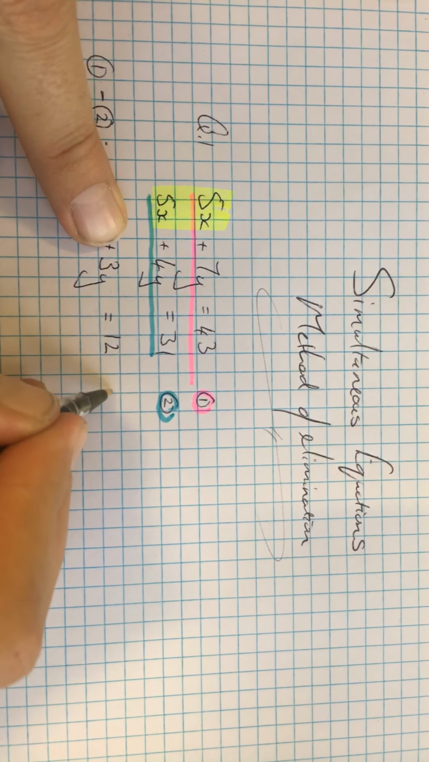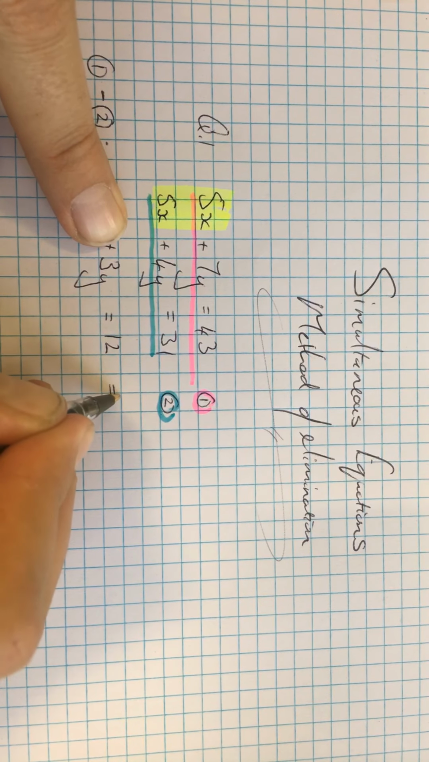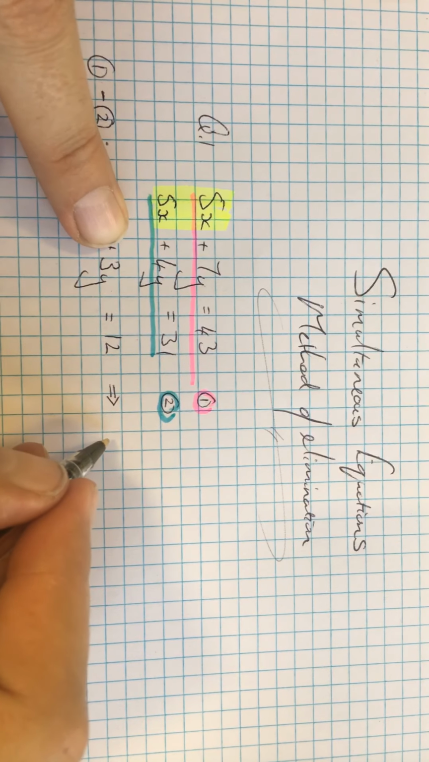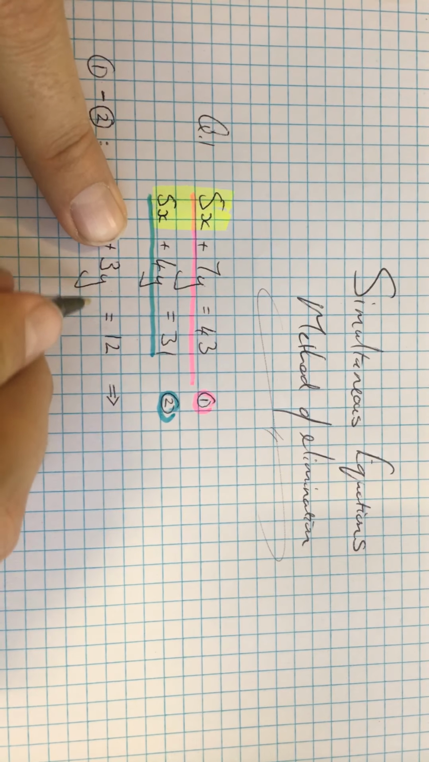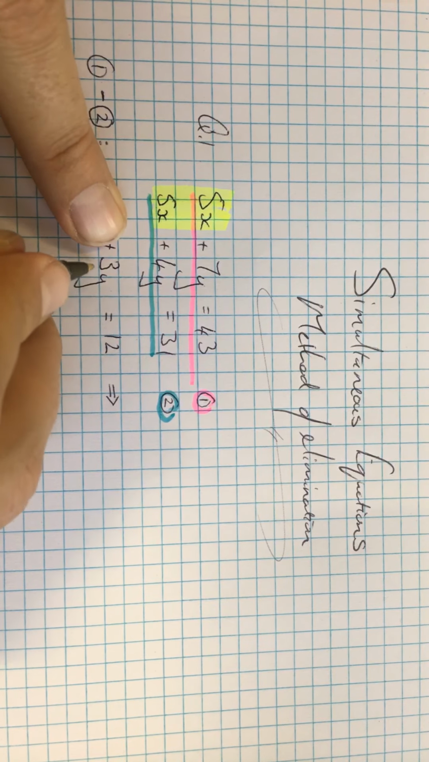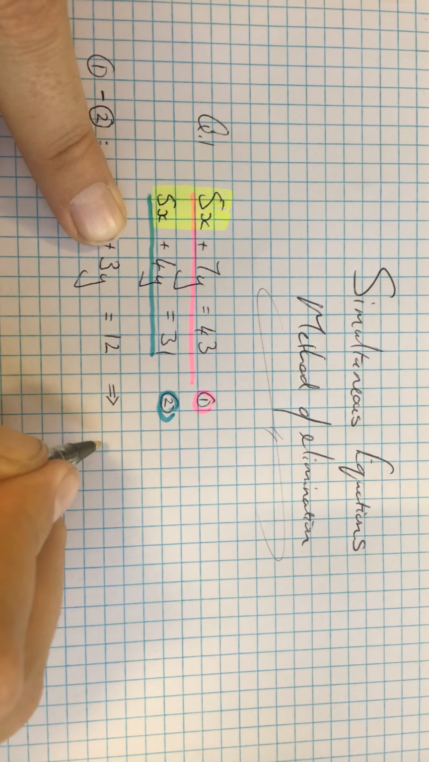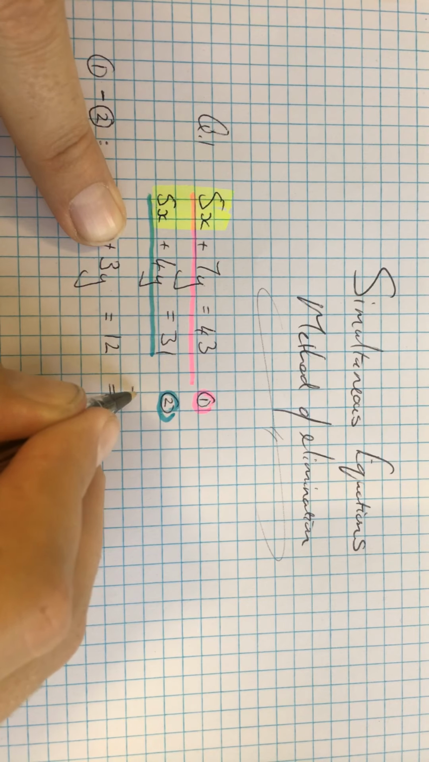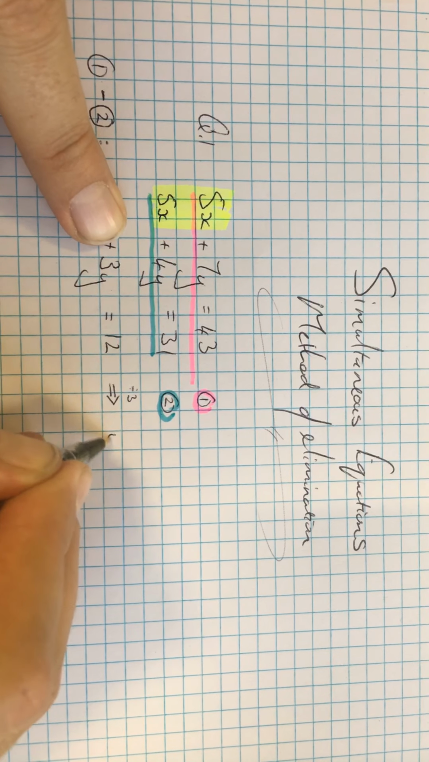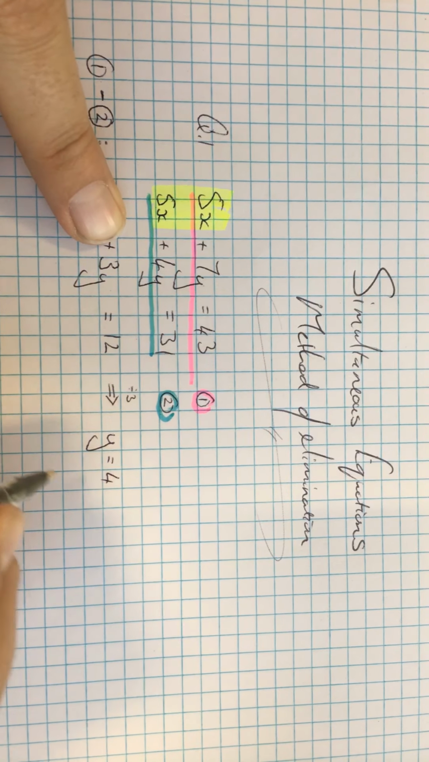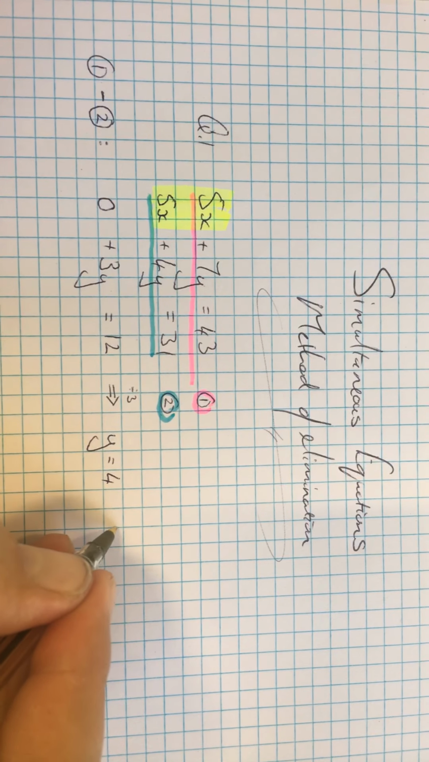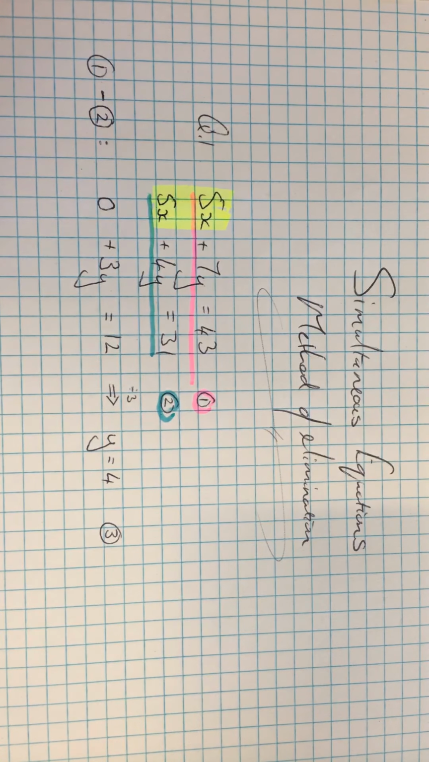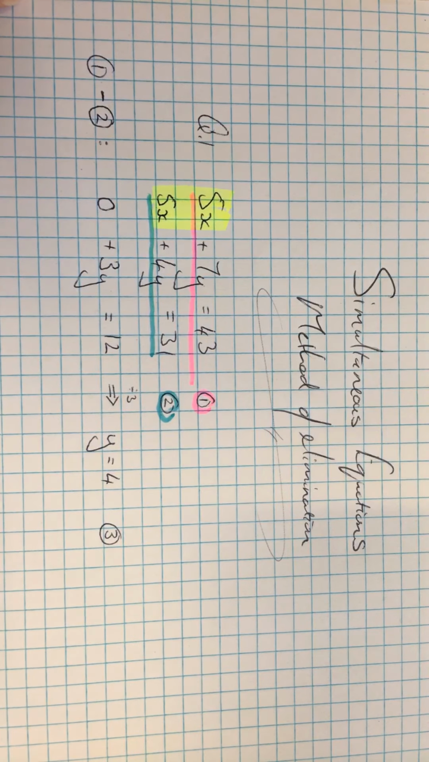If 3y is 12, I'm just going to write it like this. You can use a different notation if you want. I like to say, I'm close to an answer here. I know I can just manipulate this a bit. Let's just divide by 3 on both sides. That's going to give me y equals 4. I'm going to call this equation 3, just to give it a name so we can keep track of what we're doing.